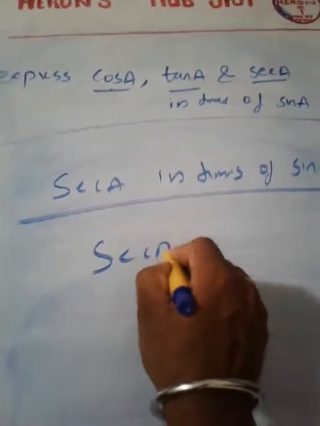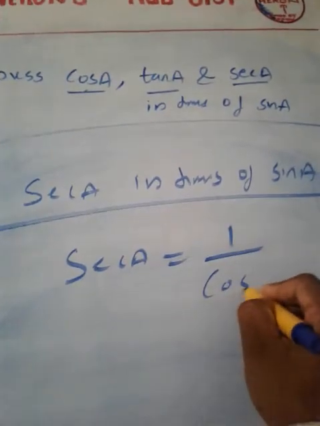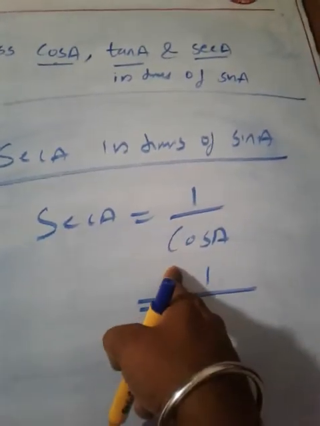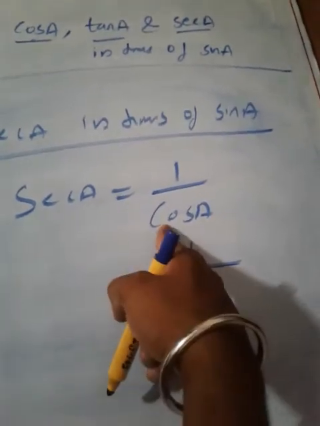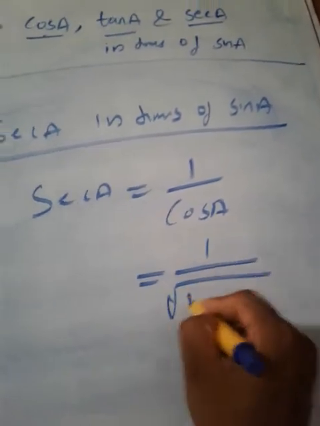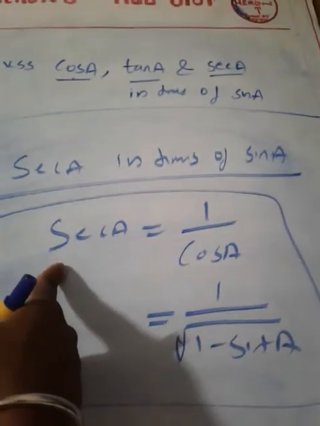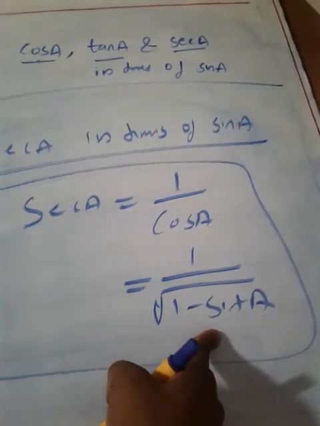So just take sec A. Can you write it as 1 by cos A? Of course, because sec is the inverse of cos. So 1 by, what was cos in terms of sin? We expressed cos in terms of sin. What was that? Root 1 minus sin square A, no? So we expressed sec A completely in terms of sin A.